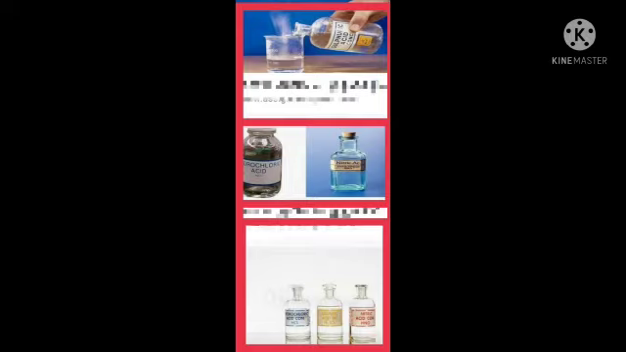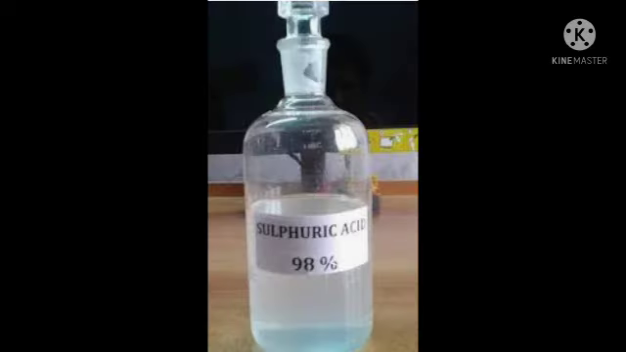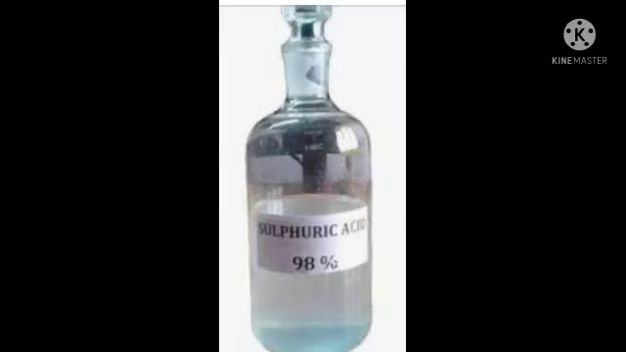Don't forget, we can store these only in glass or ceramic containers, because when we store them in metal containers, they will react with the metals. That's why we are storing them in glass or ceramic containers.